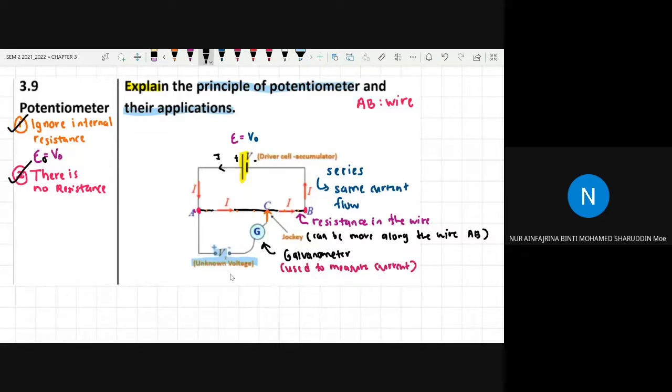And then you will have the unknown voltage. The unknown voltage is connected to the galvanometer. So what is the function of galvanometer? Galvanometer is used to measure current. And we have a jockey. Jockey ni macam bentuk pen tau. So jockey ni, kita boleh move dia along wire A, B. Maksudnya Miss boleh move dia anywhere. Here can. So anywhere along the wire A, B. Okay, itu sahaja yang awak kena faham for the time being. Okay, boleh?